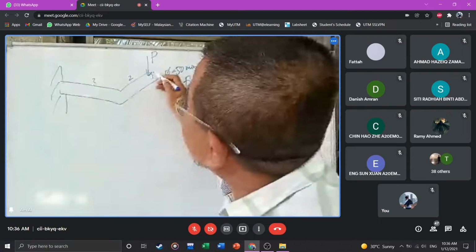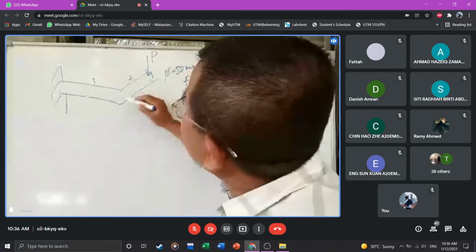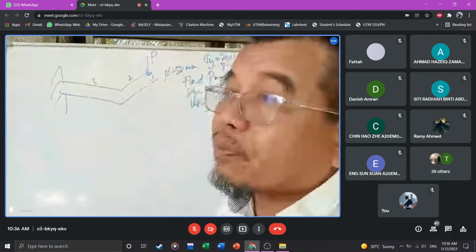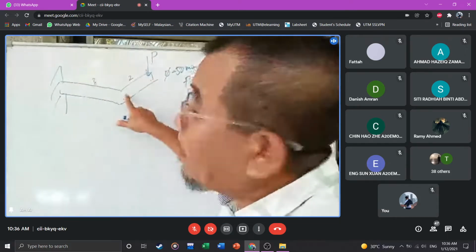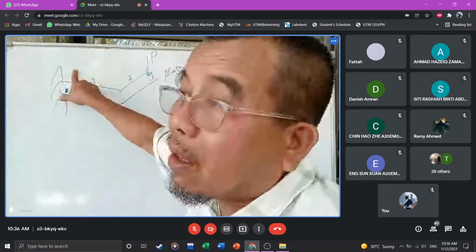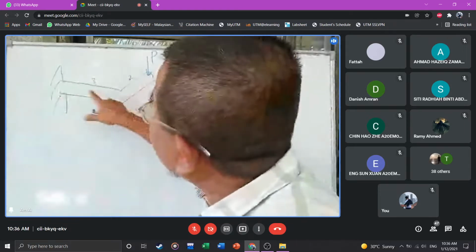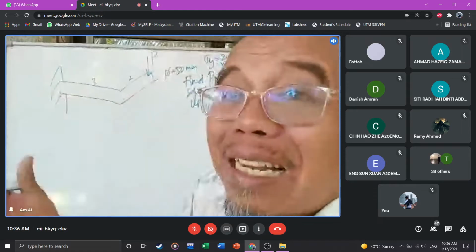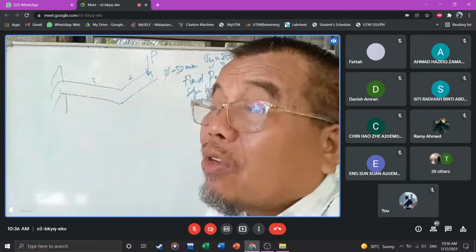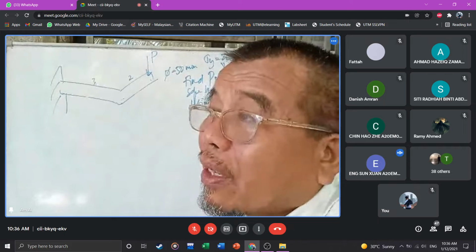What about this one? Here and here, zero bending moment, 2P bending moment, but no torsion. So here is 2P bending moment. Here is 3P bending moment, plus torsion. Here, and here. Can you see that? The reason that. Are you with me? Yes.